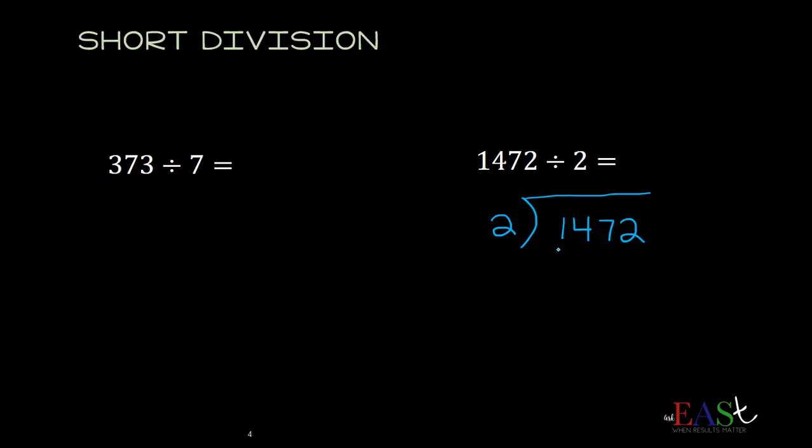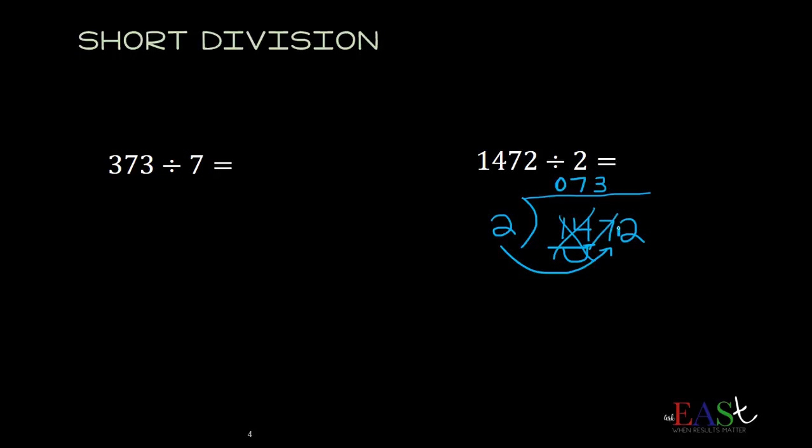So 2 into 1, I can't do that. If it doesn't, you just put a 0. Then you go 2 into 14. What's that? Well, 2 into 14 goes 7 times. Is there anything left over? No. We're finished. Nothing to carry. 2 into 7. How many times does 2 fit into 7? 3 times. With 1 left over, because 3 times 2 is 6. So we're finished with that.